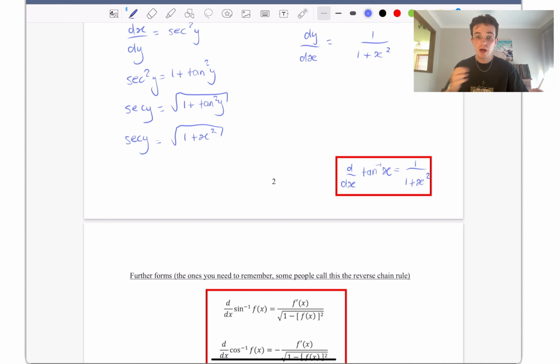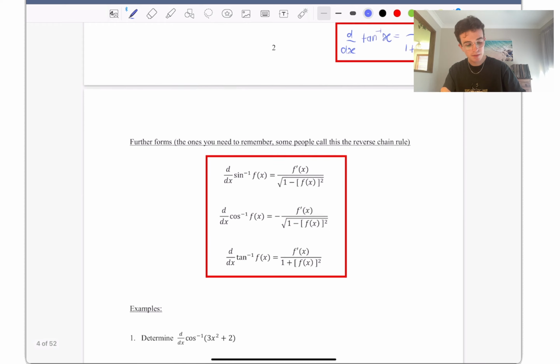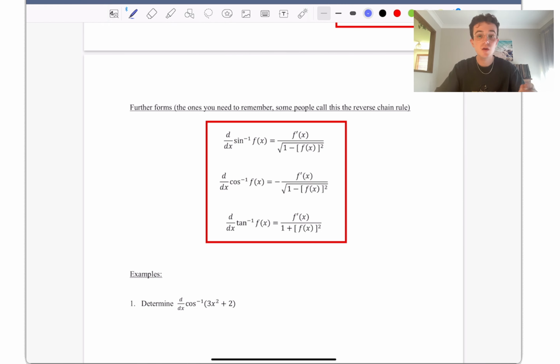So those are our three formulas there. The differentiation of sine inverse of x is 1 over the square root of 1 minus x squared. Cos inverse of x is the same thing, but with a minus out the front. And tan inverse of x, our differentiation, is 1 over 1 plus x squared. Okay. Now, these are the formulas that we need to remember. Now, this is technically called the reverse chain rule, but I like to just think about it as our formulas for differentiation of inverse trig functions.